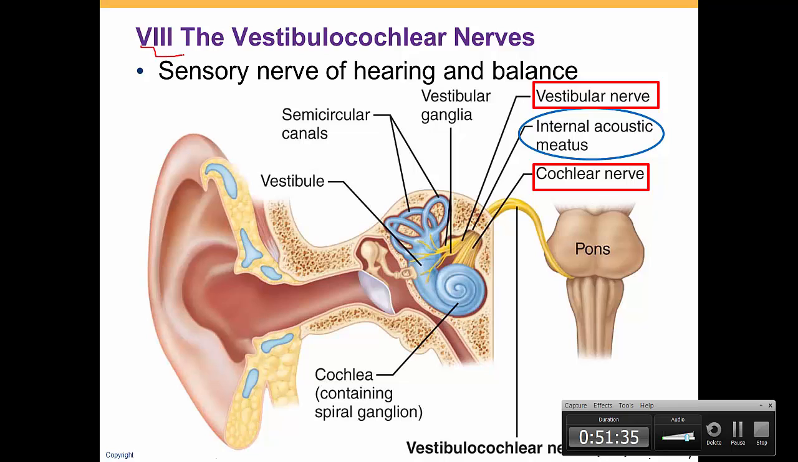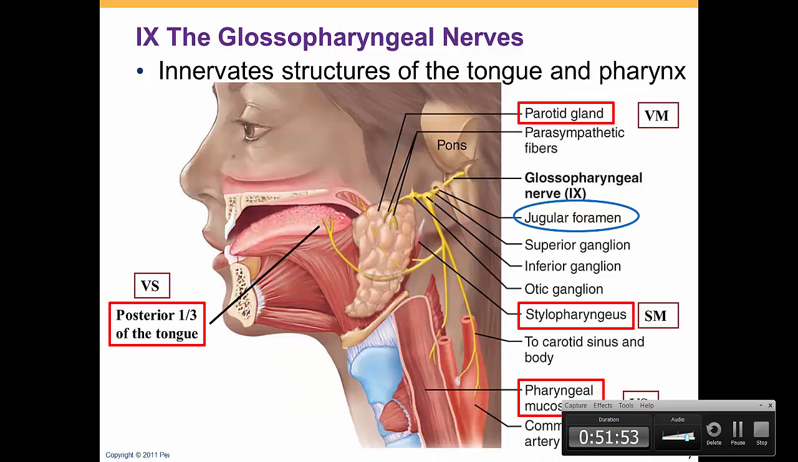The next nerve is number 8, which is called the vestibulocochlear nerve, which is basically two nerves together. The vestibular nerve is this part here, and the cochlear nerve is the other part here. One of them is responsible for hearing, the other one is responsible for balance.